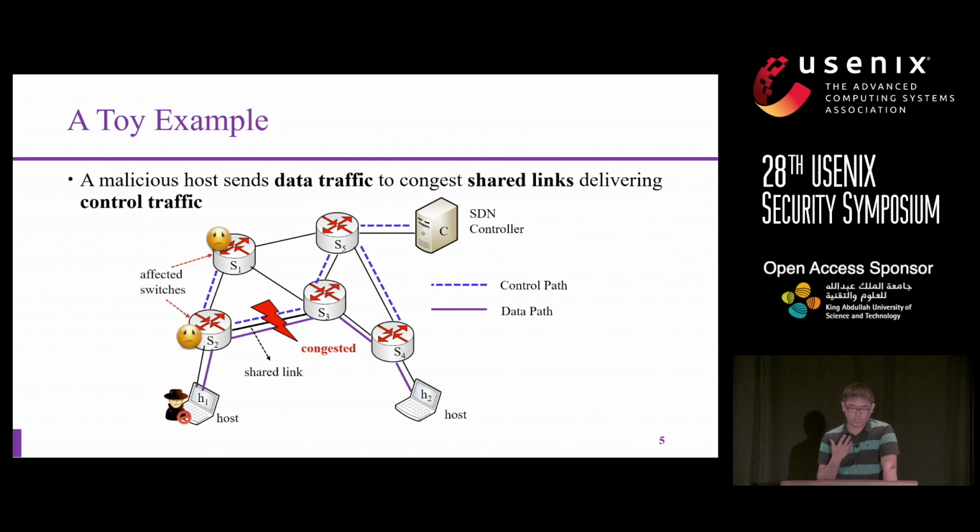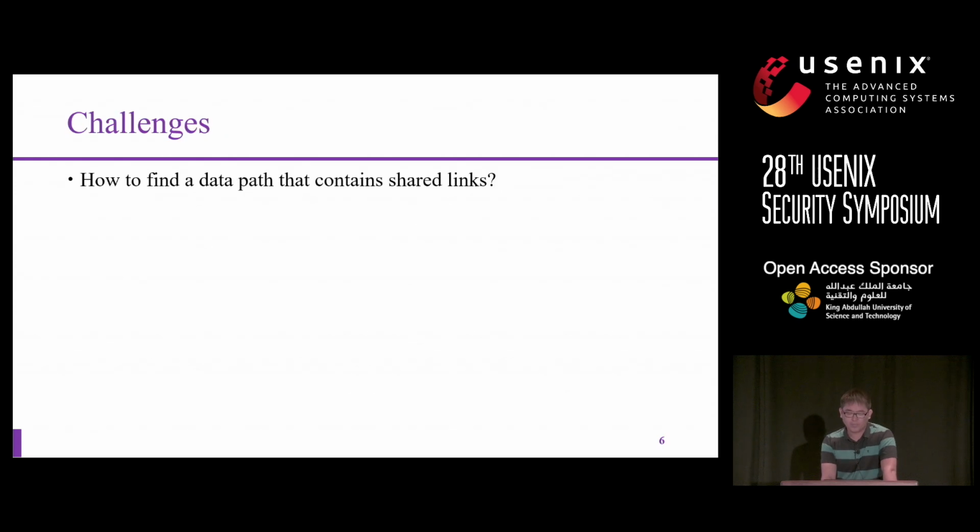Consequently, the 2 switches, S1 and S2, will be affected by the attack since control traffic from the 2 switches to the controller will be significantly delayed or dropped due to congestion. So the challenge to launch the attack is how to find a data path that contains shared links.